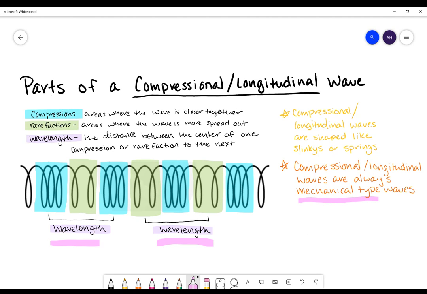Now, you could also measure it between these rarefactions, or those are compressions, I'm sorry. You could measure it between those compressions, or you could measure it between these rarefactions, just like it's got at the bottom. Any of them will work. I just simply have it labeled in two places since there are two ways we can measure it. Those are the parts of a compressional or longitudinal wave.